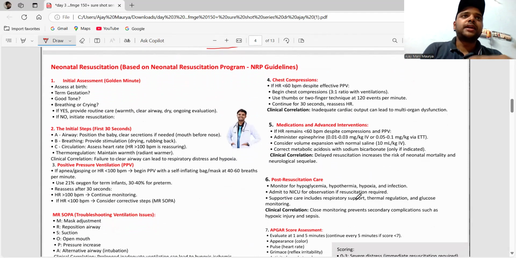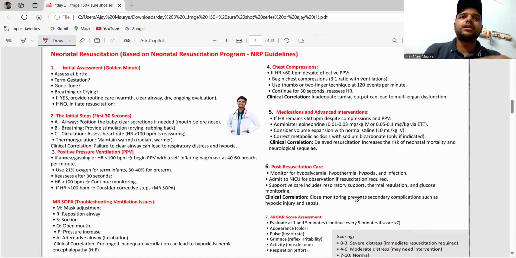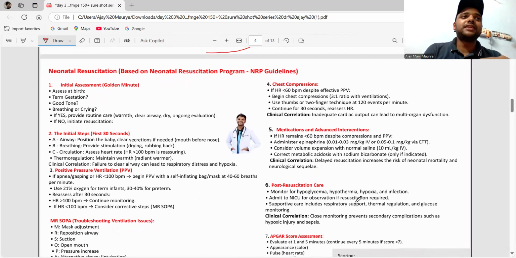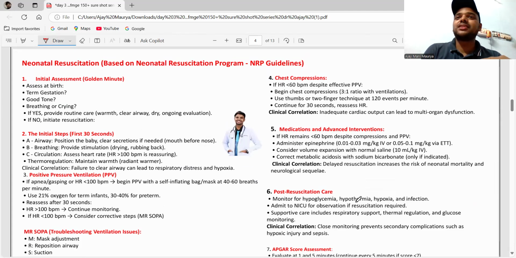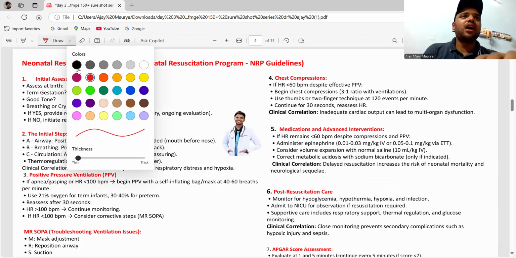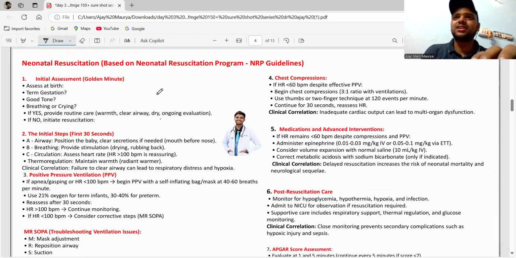Remember this one. This is the neonatal resuscitation program. By seeing this, guys, we'll think, oh my God, what is this? See, it's very simple. See how they are going to test you, how they are going to ask the question from this slide. For example, if the heart rate is still less than 60 beats per minute, then you have to do chest compression. This is how they are going to ask the questions.